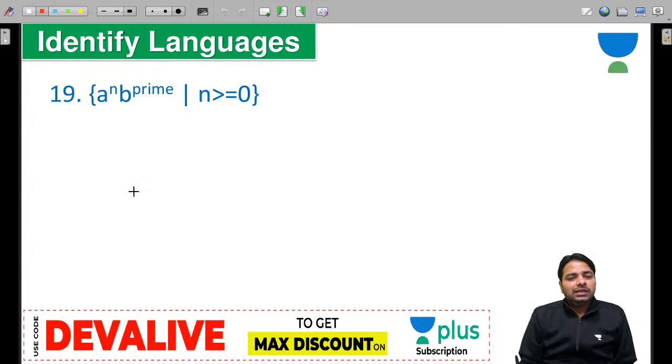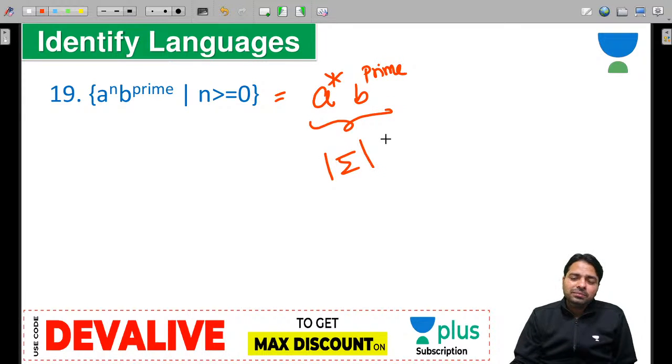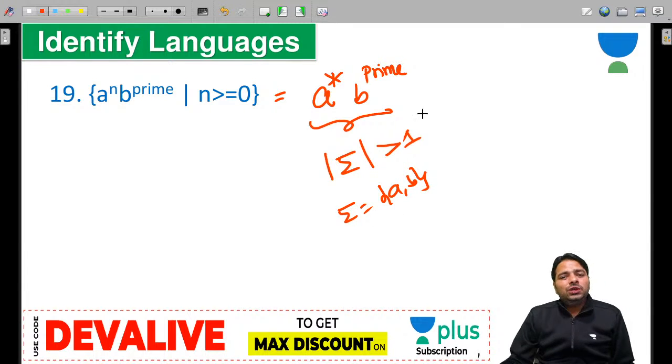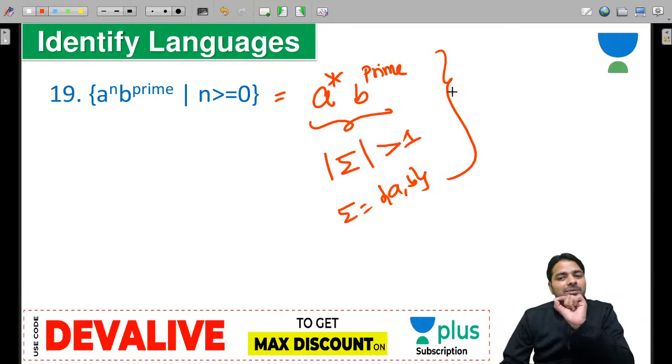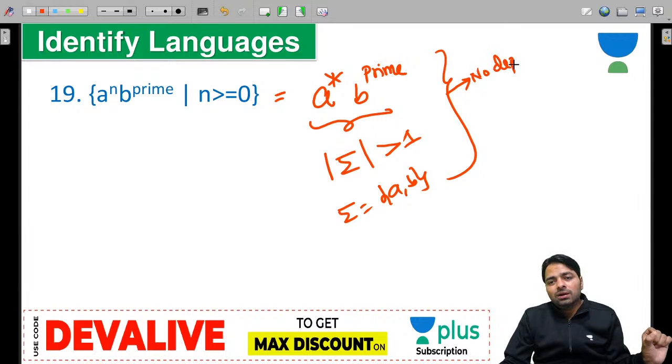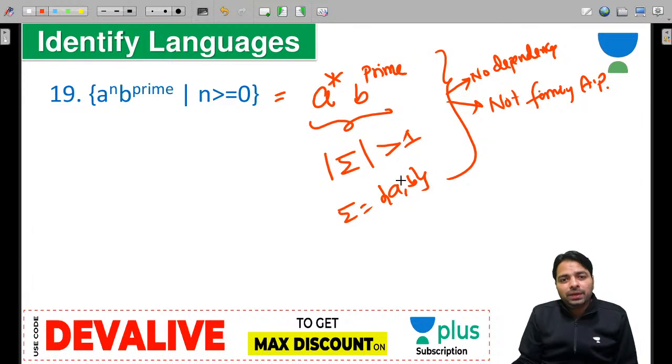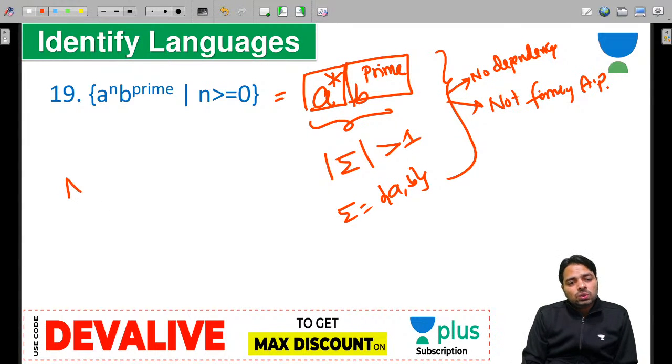And next one, and this is the different one, guys. Here A is there, B is there. So this is nothing but a star b power prime. And look at this point, you have more than one symbol, because sigma is equal to {a, b}, more than 1. And do you have any dependency? No dependency, guys. No dependency between the symbols at all. But what do you have? You have not forming AP. That is the problem you have. Which is not forming AP? B is not forming AP. A is forming AP, that's not a problem. But B is not forming AP. So this is also not regular.